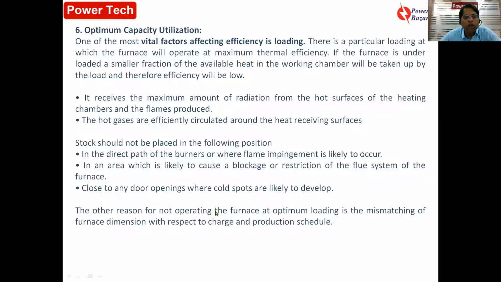The other reason for not operating the furnace at optimum loading is the mismatch of furnace dimensions with respect to charge and production schedule. So we have to see that the products are placed at good optimal positions, and the furnace capacity utilization should be optimum to achieve energy efficiency.